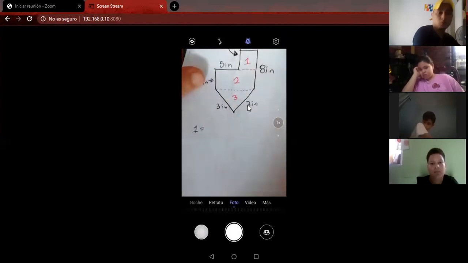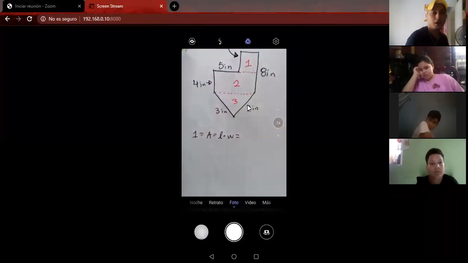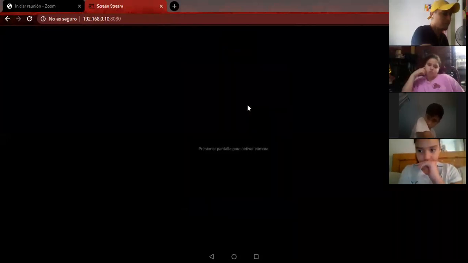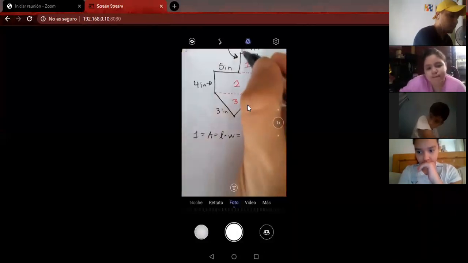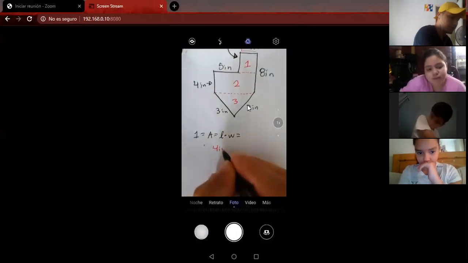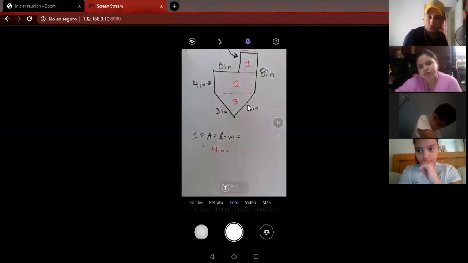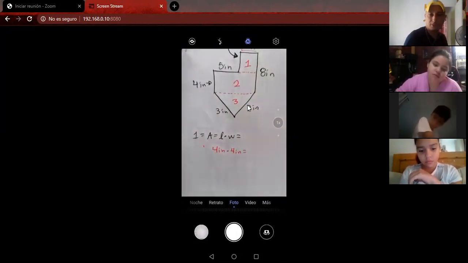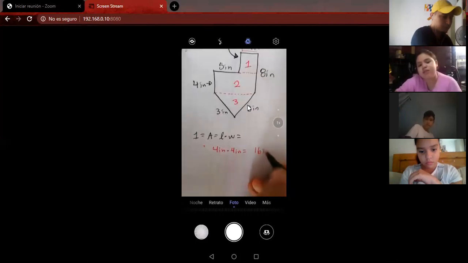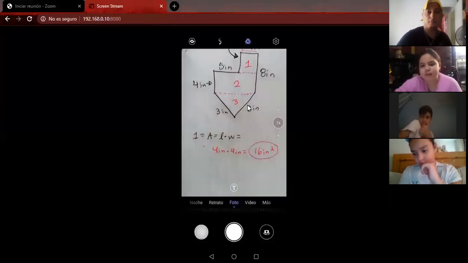Number one, what is? It's a square. So number 1 is length times width. How much is my length and width over there? My length of the square can be this 4, okay, 4 inches. And my width, ¿cuánto es mi ancho de este cuadrado? Como en un cuadrado todos los lados son iguales, ¿cuánto va a ser mi width? 4 inches. So 4 times 4 is 16. 16 inches square. That is the answer of my figure number 1.